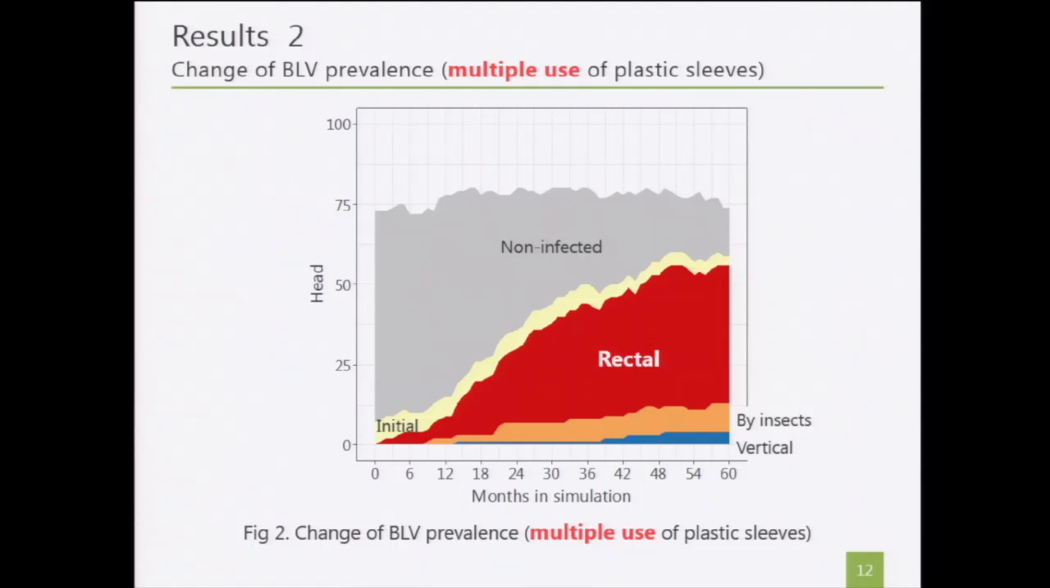This figure shows the change of BLV prevalence when a farm was assumed to use one plastic sleeve for multiple cows. And you can easily see that the number of BLV-infected cattle strongly increased by rectal palpation.